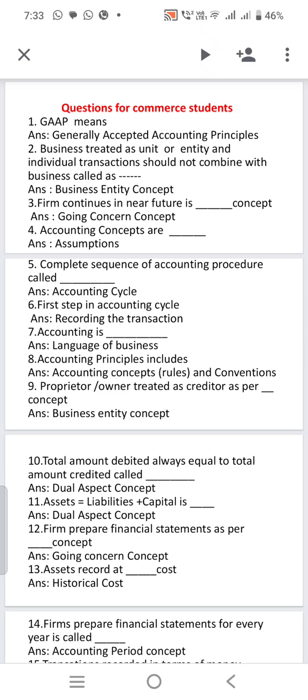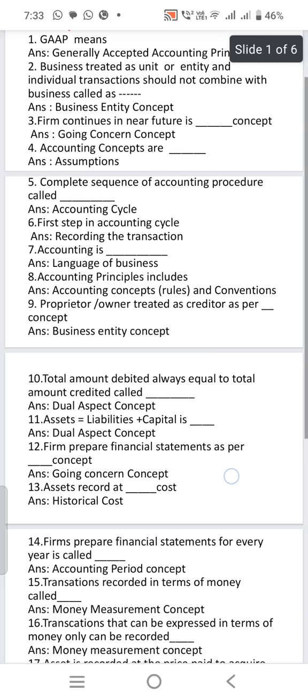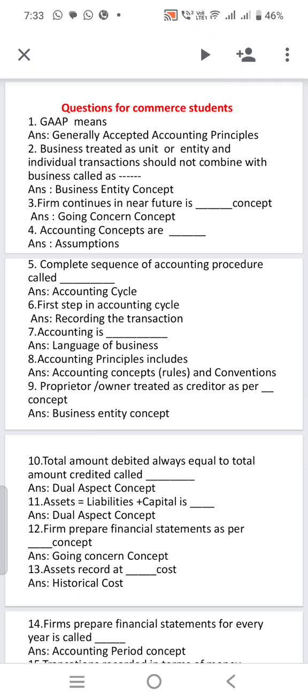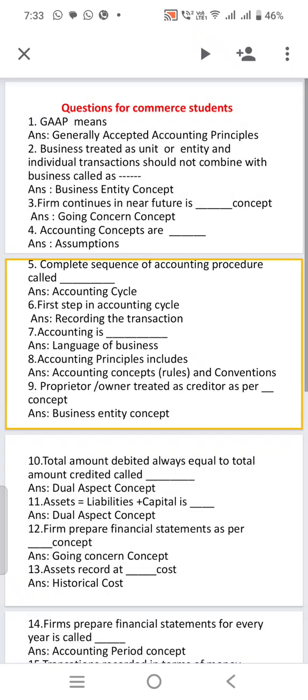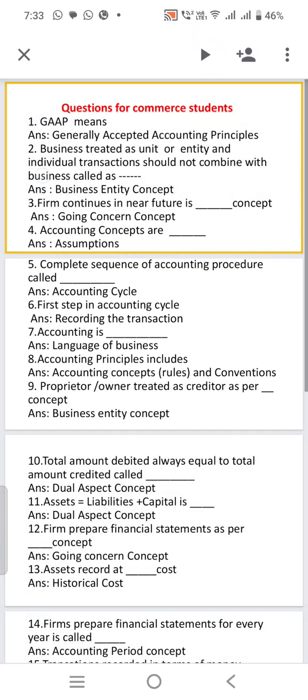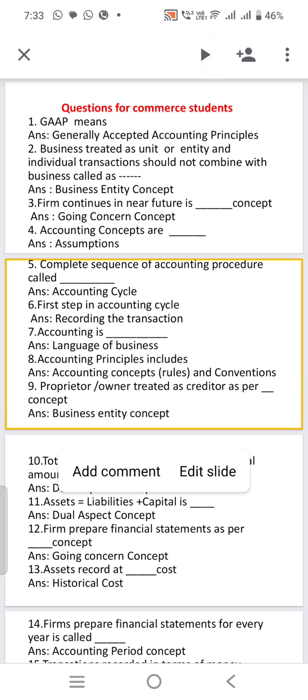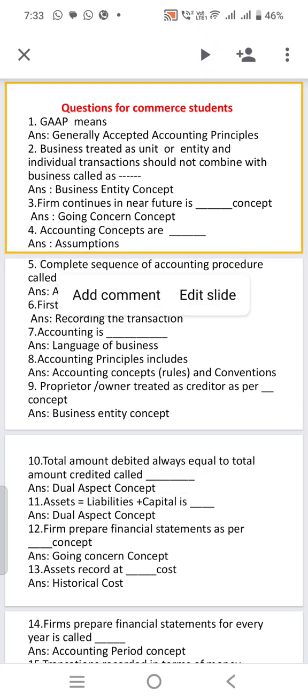Now we have some questions, 25 questions we have prepared. We'll explain one by one. The first question is GAAP. What is GAAP? The question may be asked in the examination like this: GAAP stands for generally accepted accounting principles. This is the question you may get in the examination.